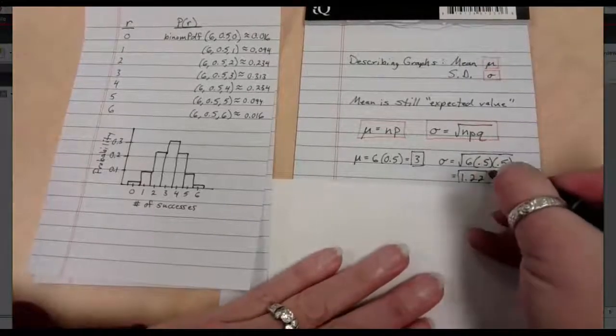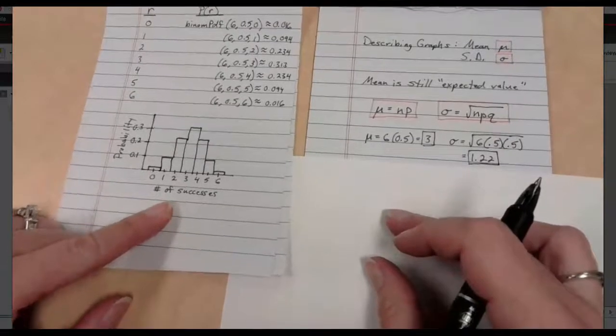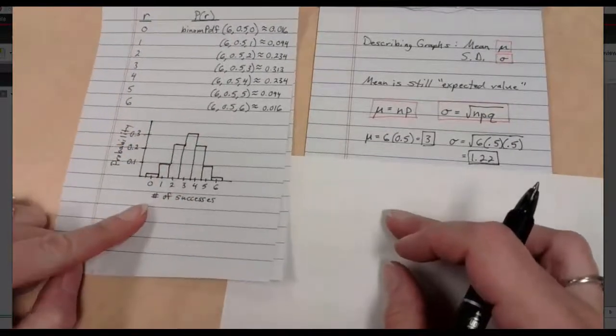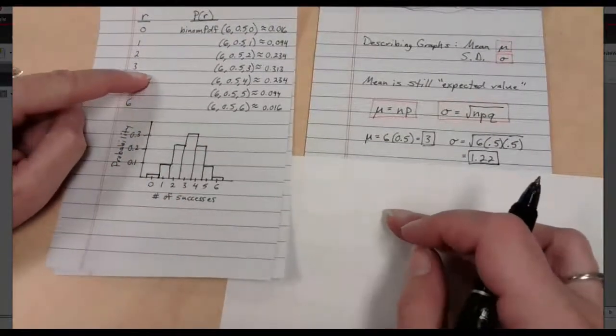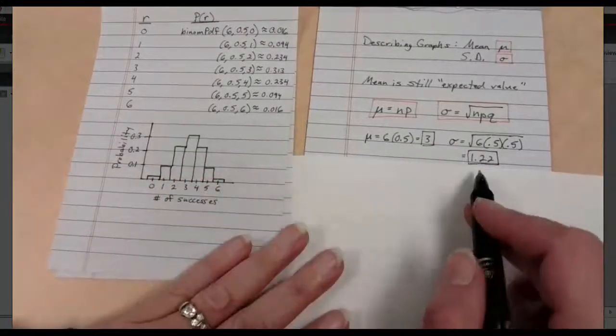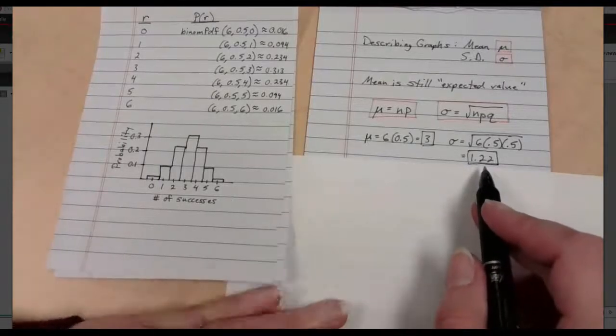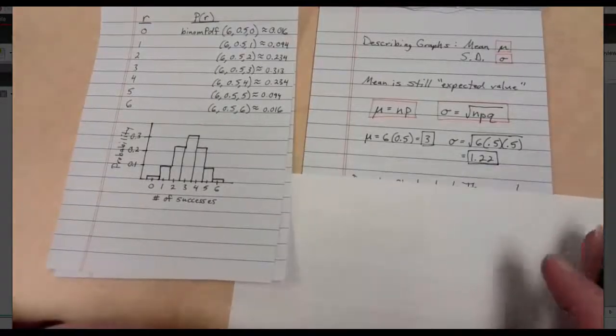So in this example, if you said, hey, could you describe this graph for me? Can you describe the distribution of these probabilities? I would say yes, I can describe that. It has a mean of 3, which you can easily see by the tallest bar there, and it's got a standard deviation of 1.22. Great, lovely, okay.